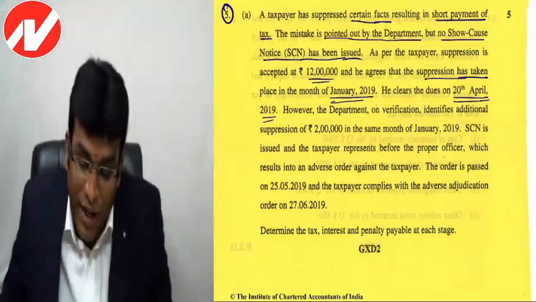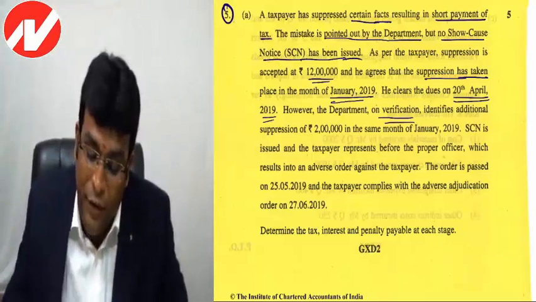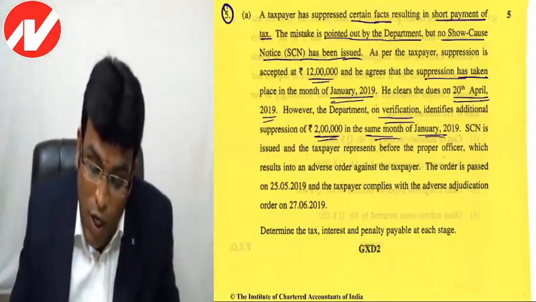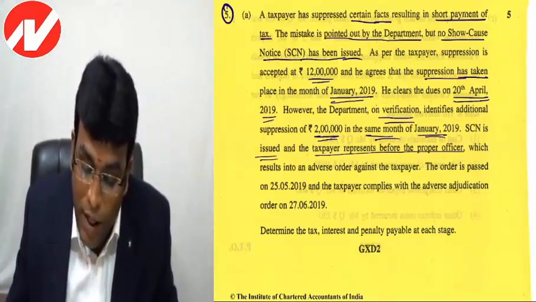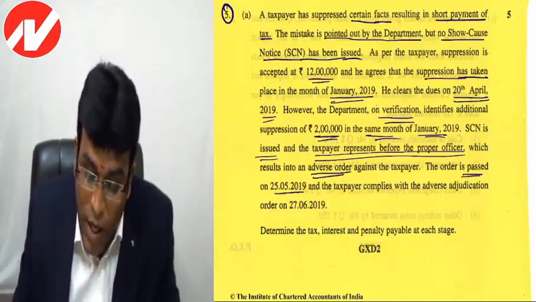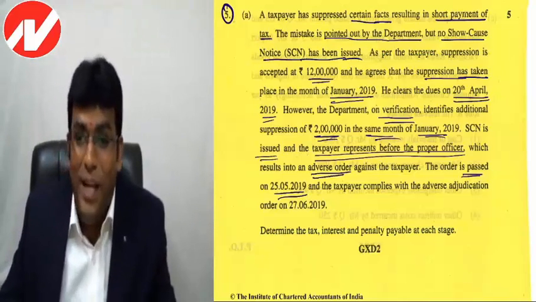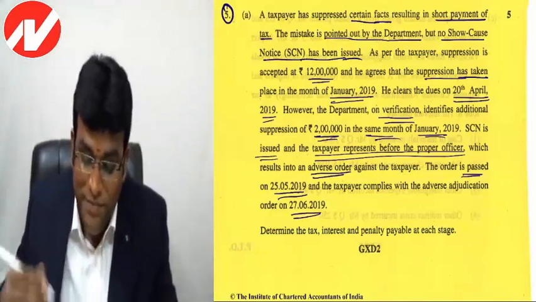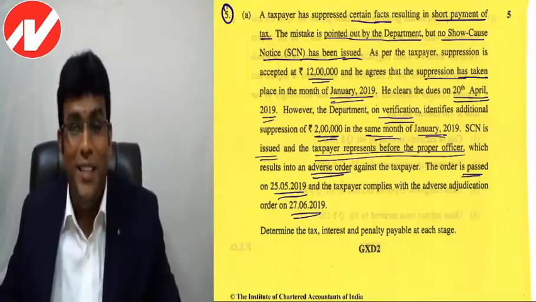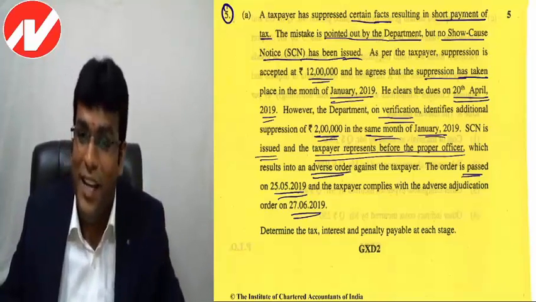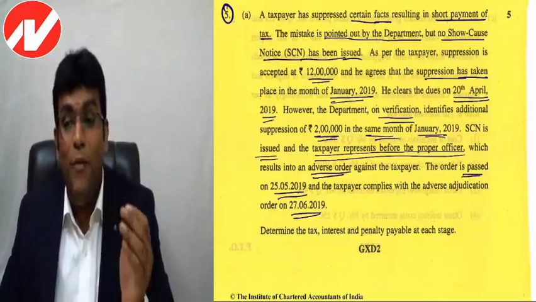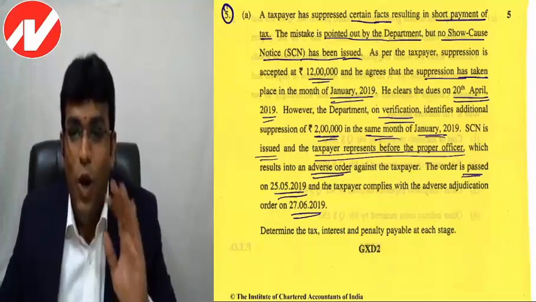Clear, friends? However, the department on verification identifies additional suppression of 2 lakhs in the same month, January. Show cause notice is issued and the taxpayer represents before the officer, which results in an adverse order. The order is passed on 25th May, and the taxpayer complies with the order on 27th June. Determine tax, interest and penalty at each stage. So friends, we need to calculate the figures on 12 lakhs and also on 2 lakh rupees.